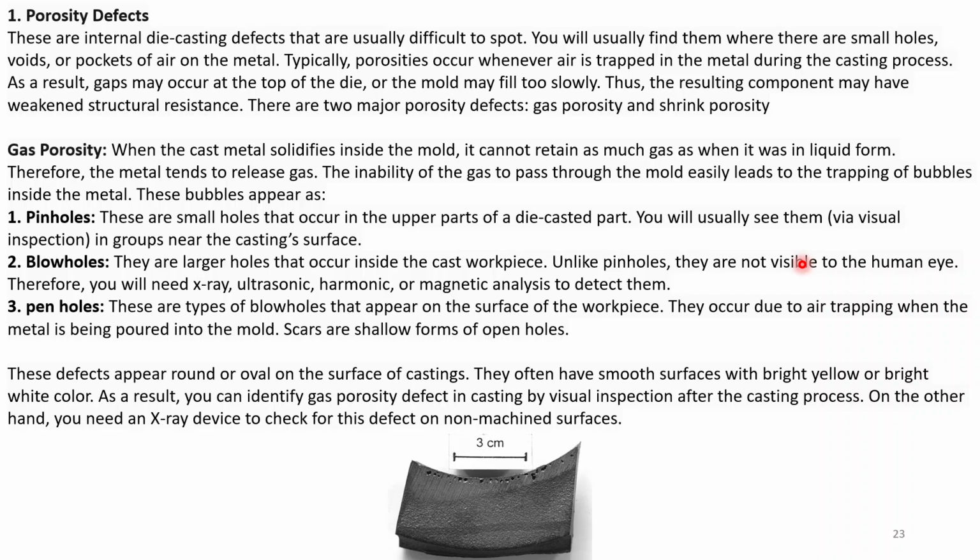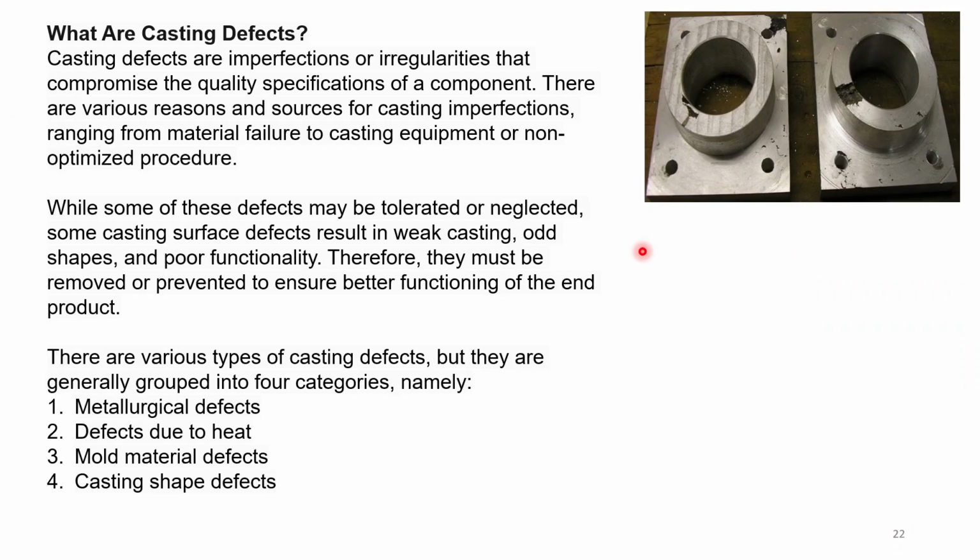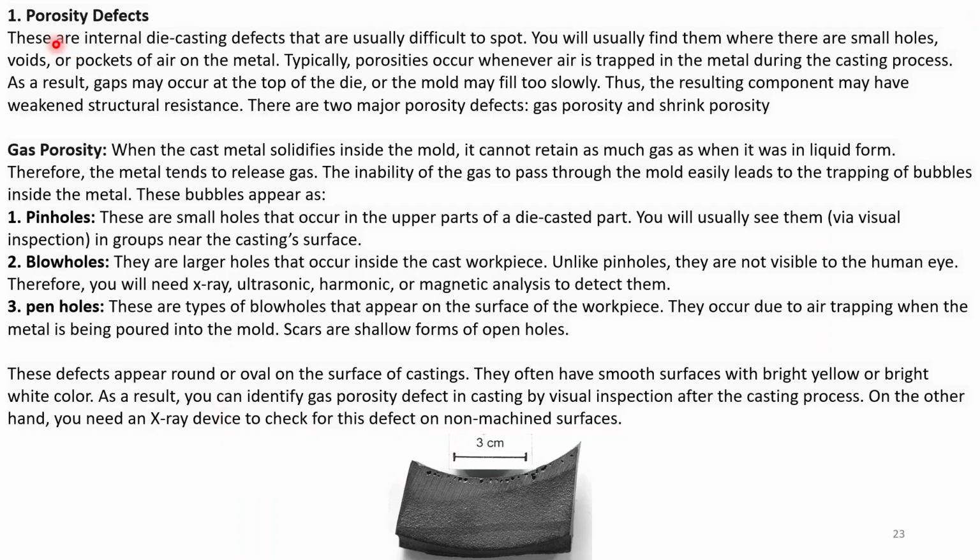Now first is porosity defect, which is a metallurgical defect. Porosity defect is an internal die casting defect which is usually difficult to spot. It won't be shown on the surface. For example, here you can see that after polishing you reveal these types of defects. If you cut it down in the middle, or polish it, then you can see these defects.